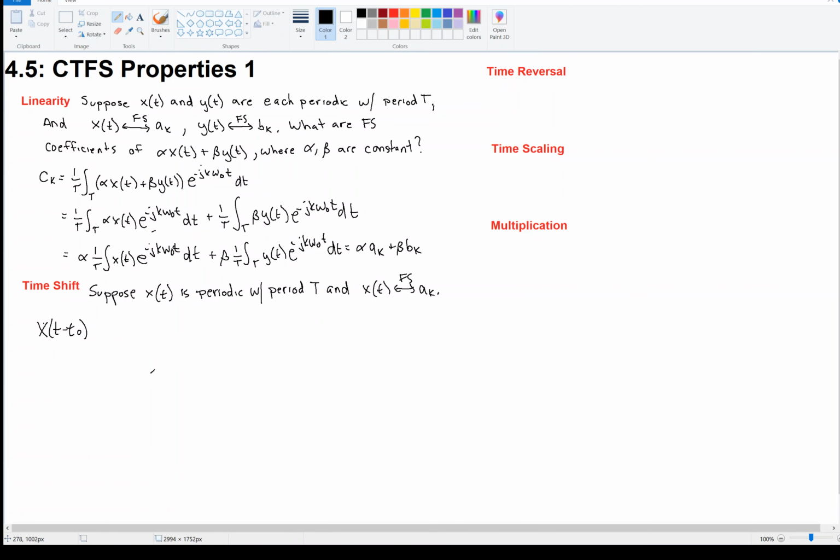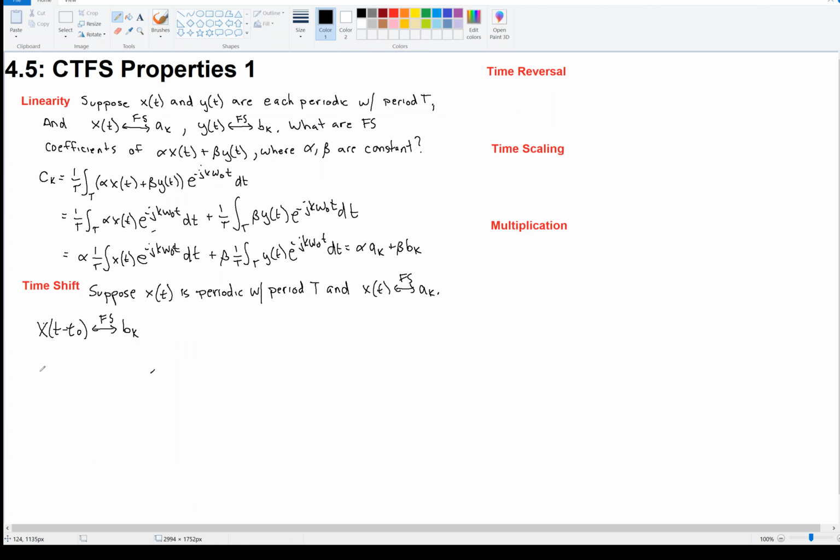And notice if x of t is periodic with period T, and if we shift it, it's still periodic with period T. So it still has a Fourier series, but we're going to shift it, and we want to know what is this thing's Fourier series coefficients. Okay, we'll call those Fourier series coefficients b_k. Why? Because we already used a_k for x of t. So we want to know how are the b_k's related to the a_k's.